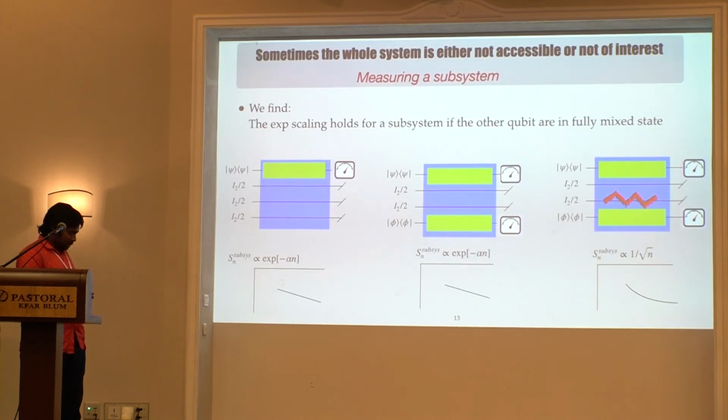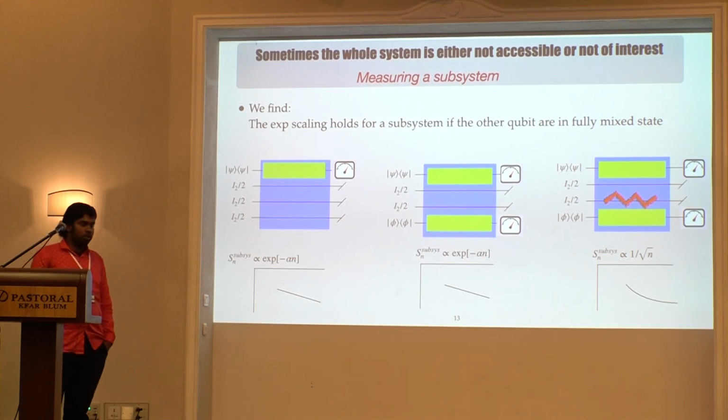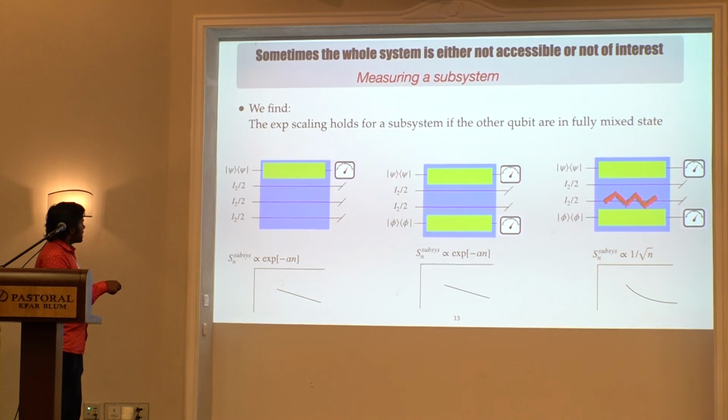Okay, so actually our method can be extended when, let's say, you have some accessible system, but you don't have access to the whole system. In that case, you can show that it also follows the exponential scaling when you don't have any noise. Let's say this is the scenario. This is your accessible system, and this is the state which is completely mixed. These are not accessible, and you measure them there. If you plot this S_n, you will find this exponential scaling.